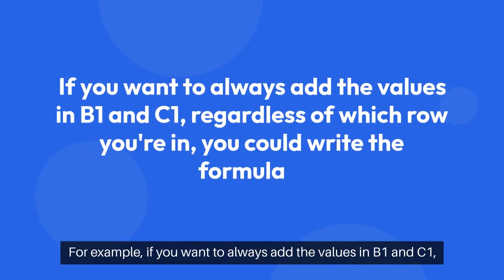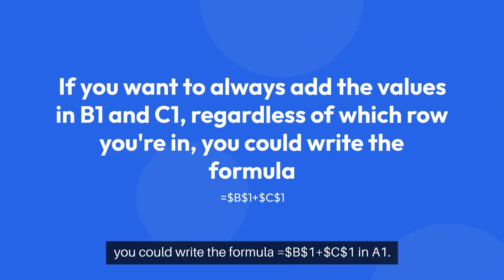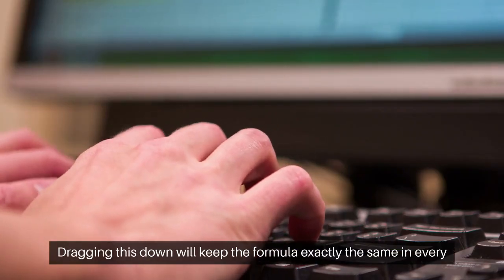For example, if you want to always add the values in B1 and C1, regardless of which row you're in, you could write the formula equal $B$1 plus $C$1 in A1. Dragging this down will keep the formula exactly the same in every row because the references are absolute.